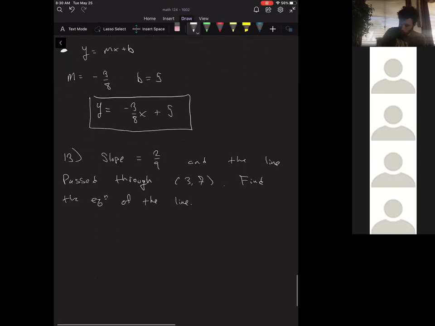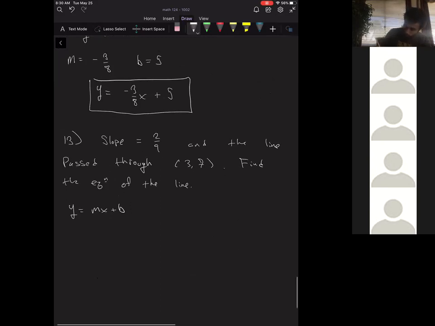Okay. So again, the problem is saying find the equation of the line. So what we want is y is equal to mx plus b. And now let's see, what does the problem give us? Well, it says the slope is this, and then the point is 3, 7. So right off the bat, we know that since our slope is 2 over 9, the m is equal to 2 over 9. So really what this tells us is that our equation is going to be y is equal to 2 over 9 x plus b.